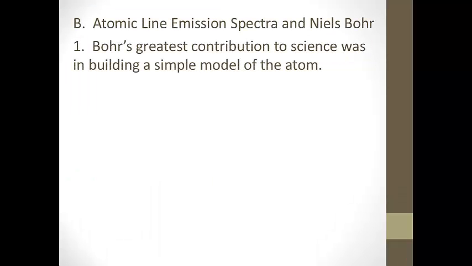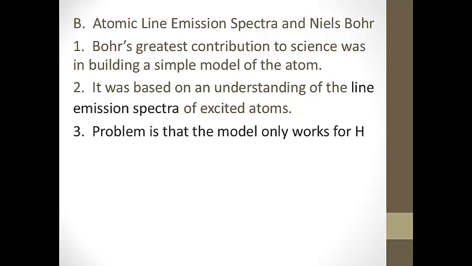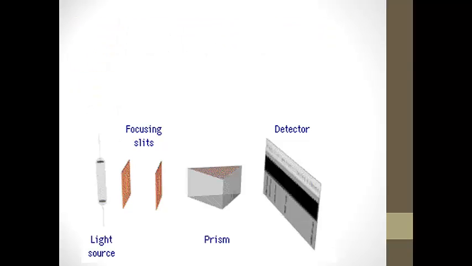We're going to be looking at this idea of the atomic line emission spectra, but this is something that Niels Bohr contributed when he was building his model of the atom. He based it off of the line emission spectra and these excited atoms gaining and losing energy and the type of color it gave off. The problem was that at the time this model only worked for hydrogen, so it wasn't something that we could apply to every single one of the elements on our periodic table.